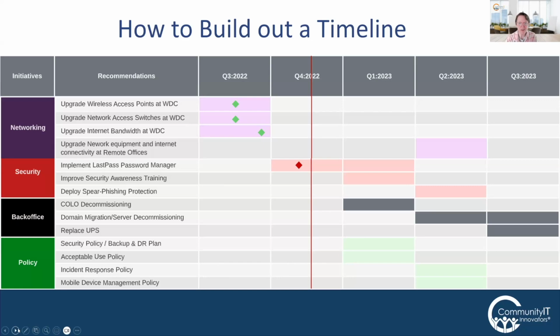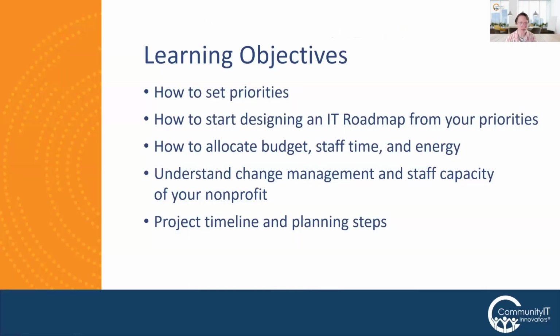So let's go over the learning objectives and recap that we wanted to talk about how to set priorities. So talk to your stakeholders, make it a priority to set priorities. Start designing your IT roadmap from those priorities. We showed you can do it in a spreadsheet. In the old days, you could do it on a whiteboard with sticky notes or whatever you need to do to pull that roadmap together. It sounds official, like we're going to have a roadmap, but really it could be a spreadsheet and it's just your priorities. And then how you could allocate your budget, staff time, and crucial energy.